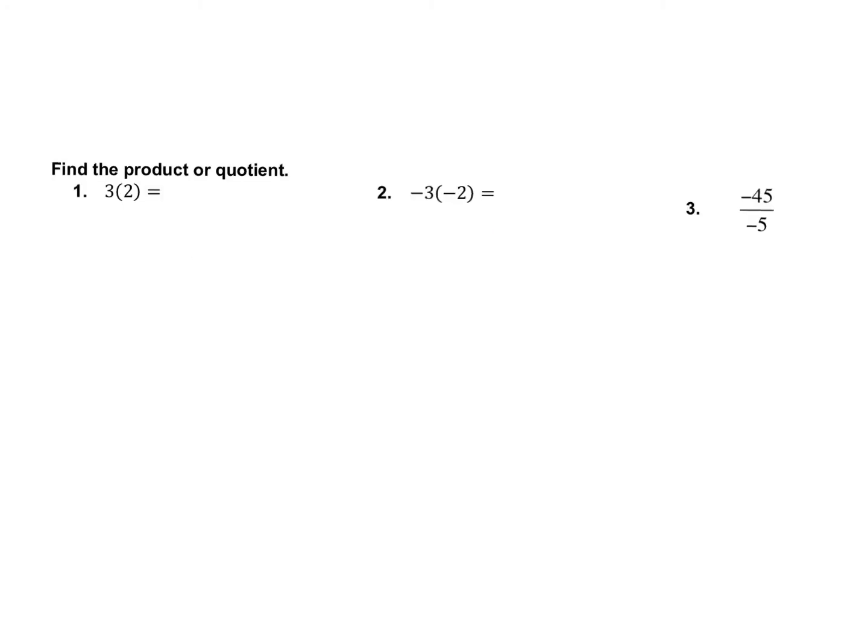So let's multiply. 3 times 2. Well, a positive times a positive results in a positive. So I'm going to have just positive 6. All right, we have 2 negatives. So remember, a negative times a negative is going to give us a positive answer. So negative 3 times negative 2 gives us positive 6.